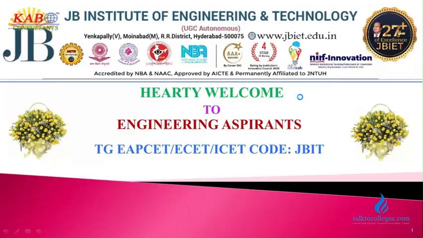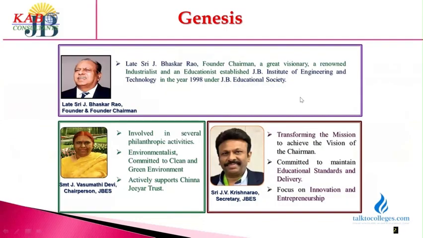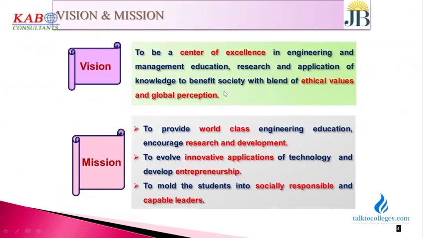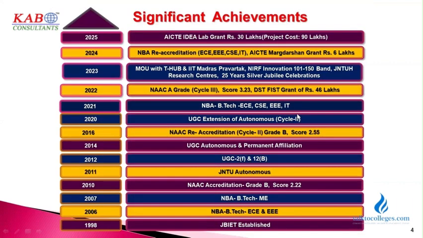Coming to the introduction of the institution: the institution was started in the year 1998 by our late founder, Sri JBIET Garu. Initially it was started with 120 intake, then 240 intake with 16 CSE, and now presently it is looked after by our Honorable Secretary Sri JV Krishna Rao Garu. The vision and mission of the institution is to stand in engineering education as the center of excellence among all the institutions. That is the vision with which we are working. And these are the milestones of the institution.